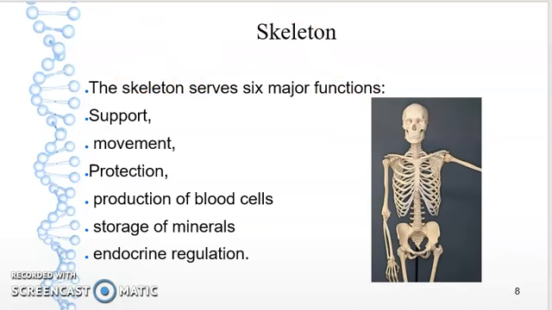So let's talk about the skeleton. What does the skeleton do and for? So the skeleton basically serves 6 functions. The first function is support, second is movement, third is protection, fourth is the production of blood cells, you can say RBCs and WBCs, fifth is the storage of minerals, and sixth is endocrine regulation.